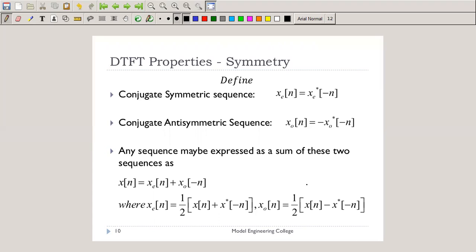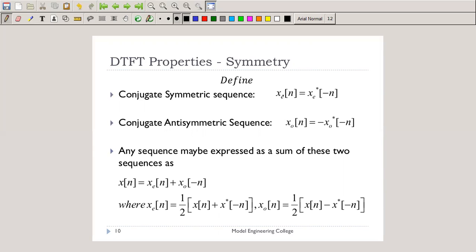Now, about the symmetry property of DTFT. Before stating the symmetry property of DTFT, we define some terms. First is the conjugate symmetric sequence. Consider a sequence xe(n), and if xe(n) is equal to xe conjugate of minus n, then that sequence is said to be a conjugate symmetric sequence. That is, if xe conjugate of minus n is equal to xe(n), the original sequence itself, it is said to be a conjugate symmetric sequence. Similarly, if a sequence xo(n) is equal to minus xo conjugate of minus n, then it is said to be a conjugate anti-symmetric sequence.